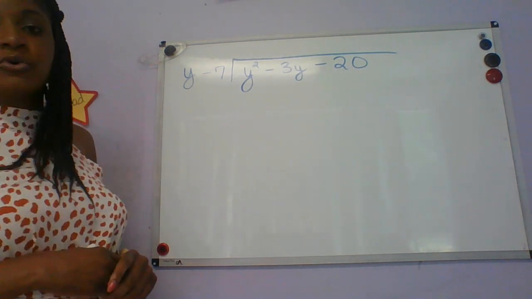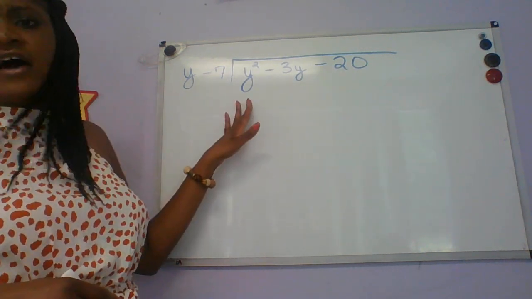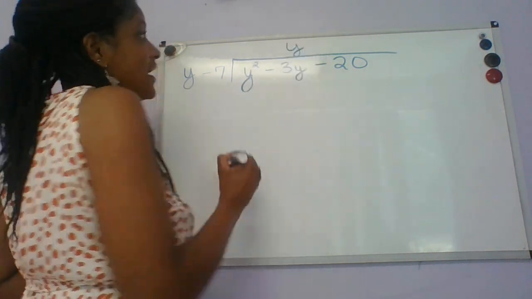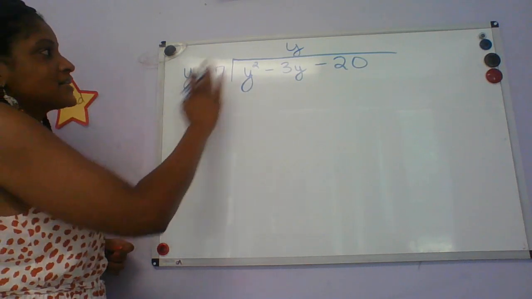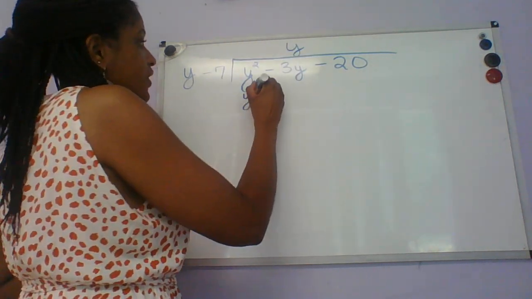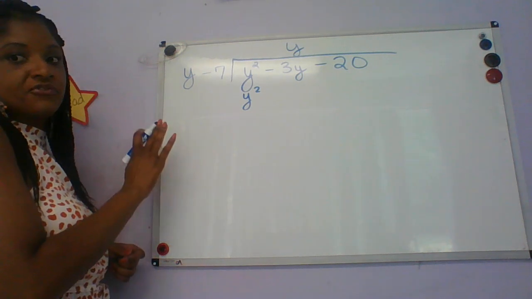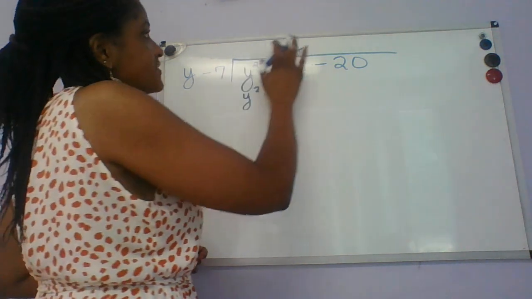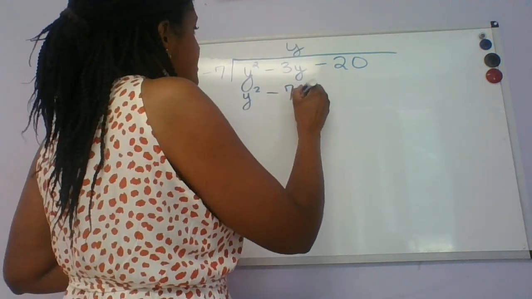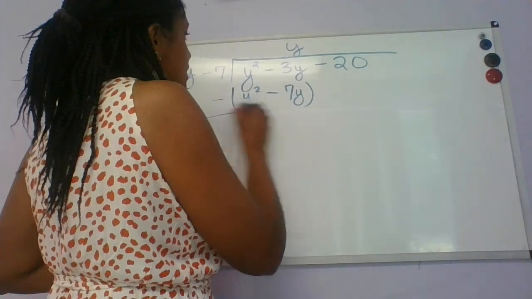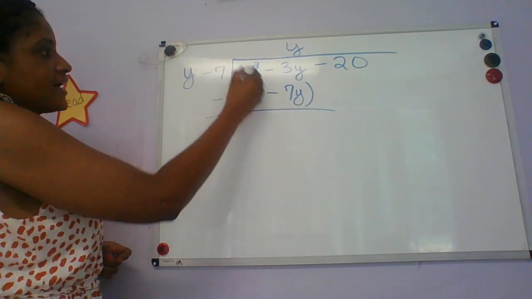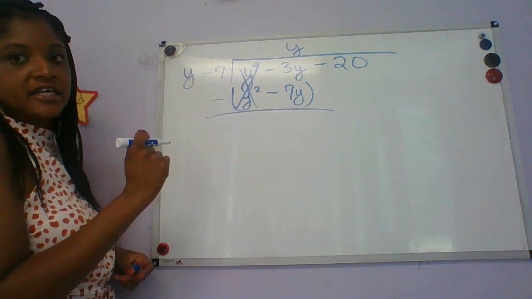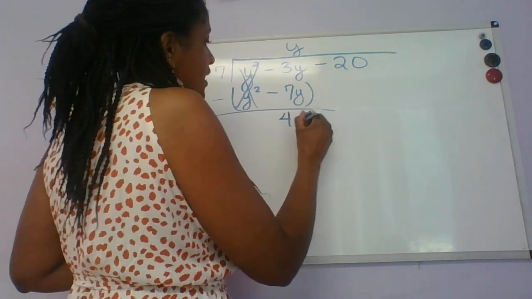All right, so what we would do is ask ourselves, how many times can y divide y squared? Well, y can divide y squared y times. Y times y is y squared. Now, the only step that is different with this division is that there's another term and you would need to multiply it too. Negative 7 times y is negative 7y, and we subtract. These cancel, and we have negative 3. Two negatives make a positive, so that's plus. Negative 3 plus 7 is 4y.